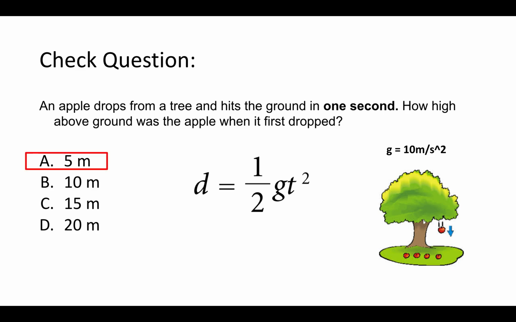All right, so the answer in this case is 5 meters. We plugged into our equation. We said distance is equal to 1/2 times the acceleration due to gravity times the time squared. So we get 1/2 times 10 meters per second squared times 1 second squared. That ends up being 5 meters. So the apple fell 5 meters in 1 second.